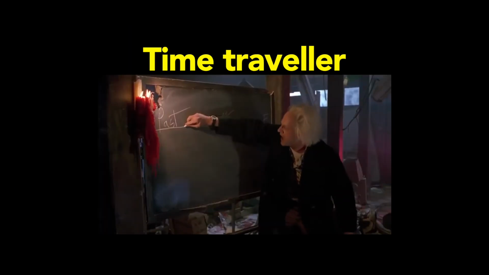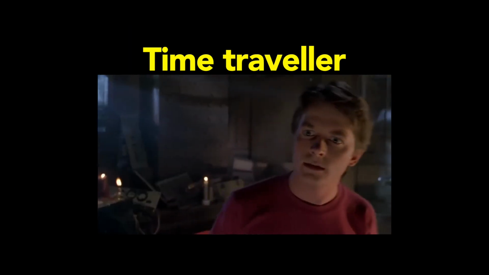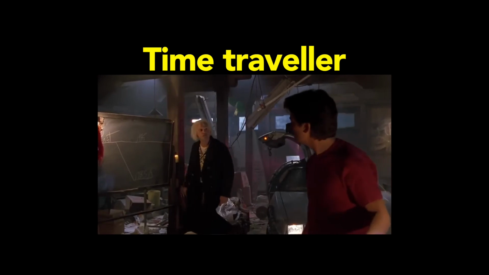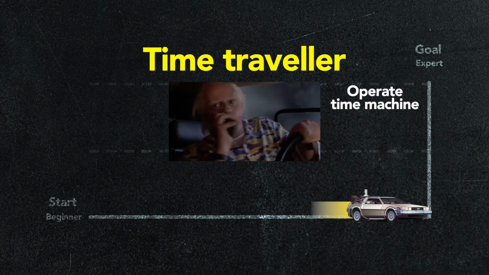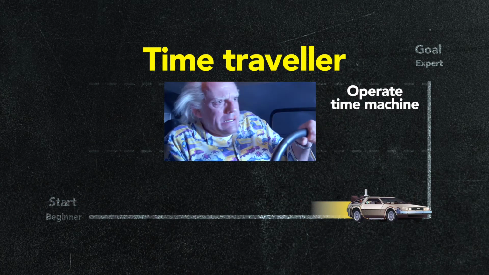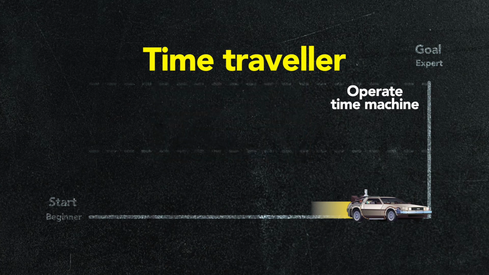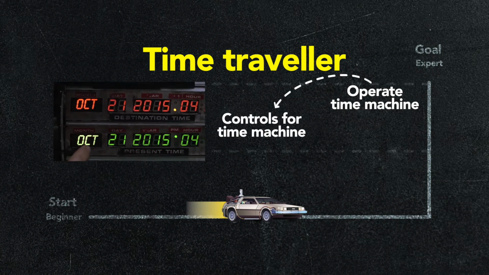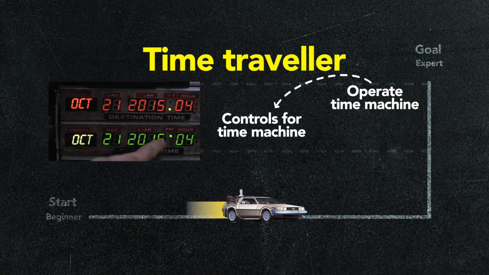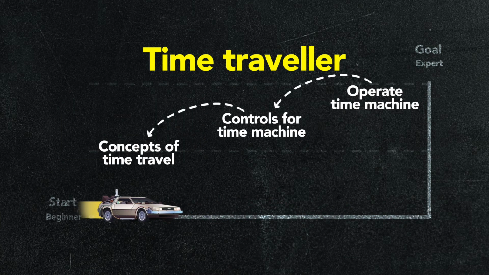For example, if we were going to teach someone how to become a time traveller, we're going to need to know a few things. First, we're going to need to know how to operate the time machine, including how to get to our destination, how to keep it running, and how to return back to where we started, which means we're going to need to know how the controls work. And to use those controls, we're going to need to know the basic rules of time travel, including the concept of past, present, and future.